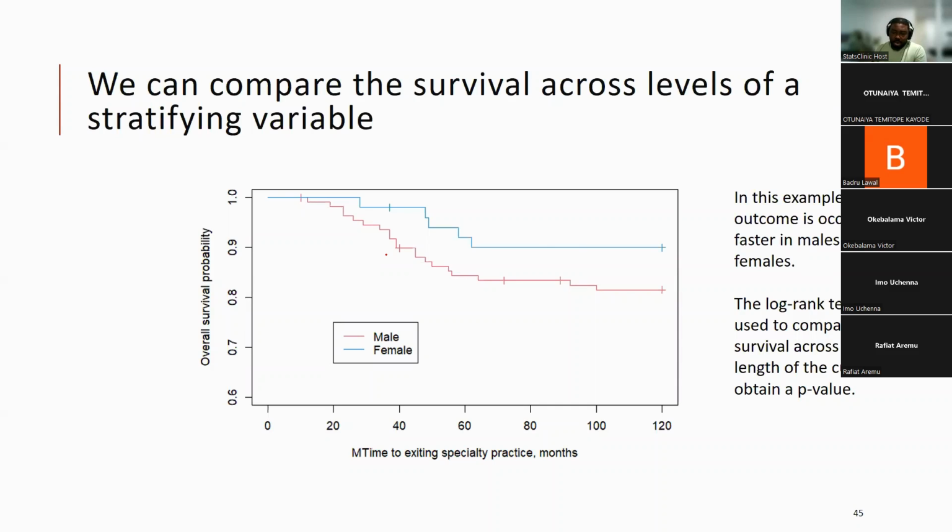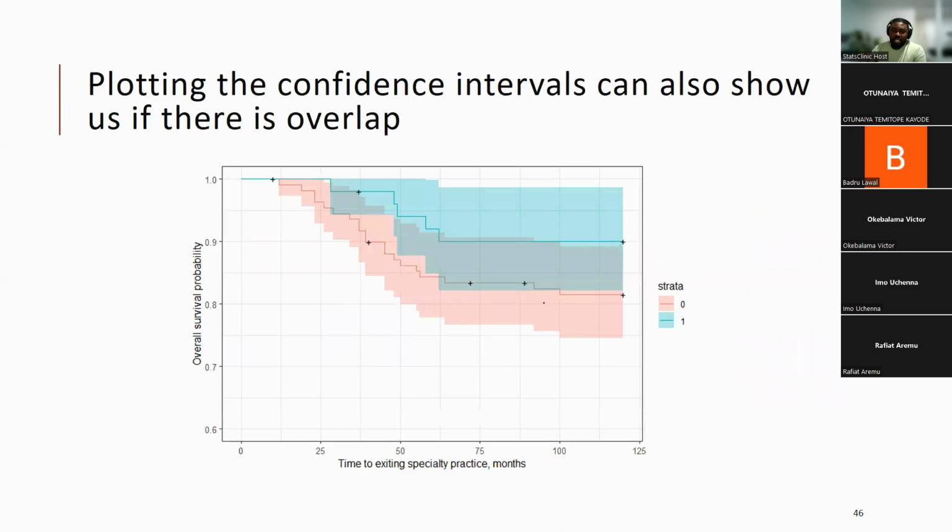Males are experiencing the event more, but we said that the confidence interval can help you to see whether this is significantly different. So in this case, we can see that the confidence intervals overlap. That means that the groups are not really much different from each other.